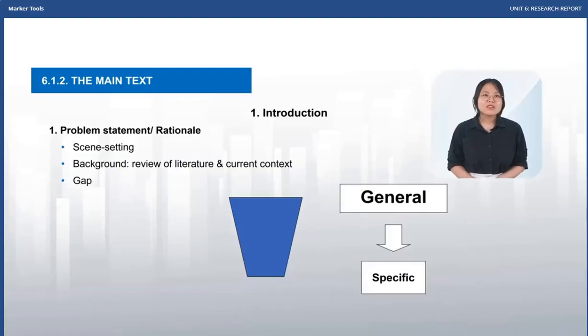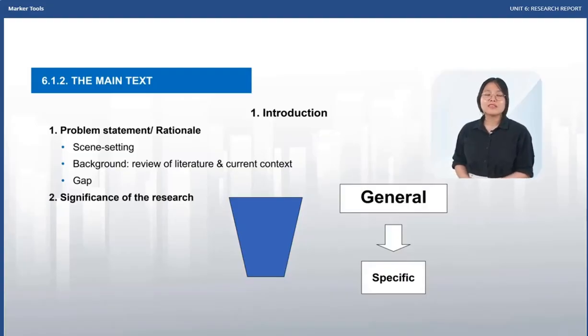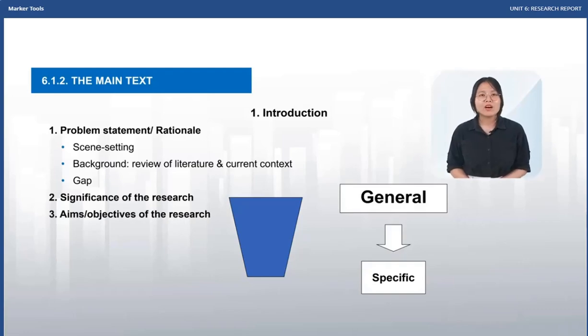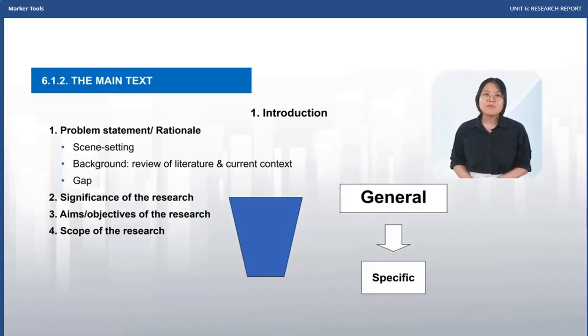Second, you need to tell us about the significance of the research. Also about the aim and the objectives of the research, which we have learned in Unit 1, and the scope of the research. Remember, start from general to specific and use the funneling method.